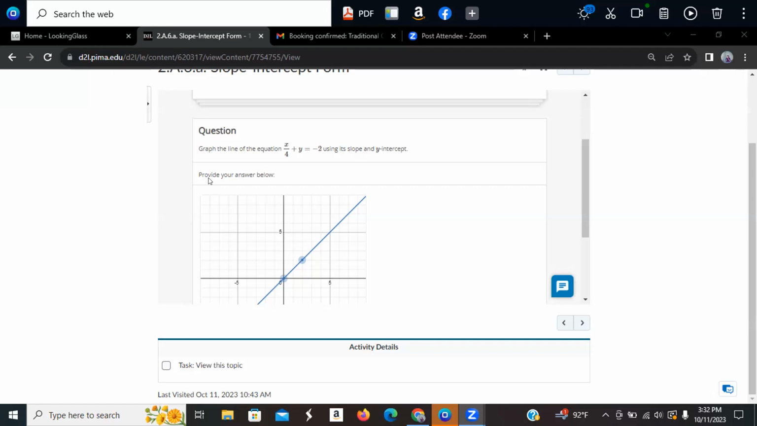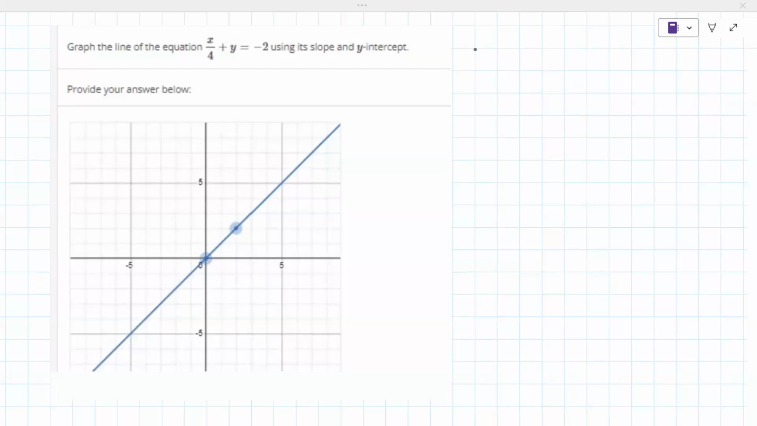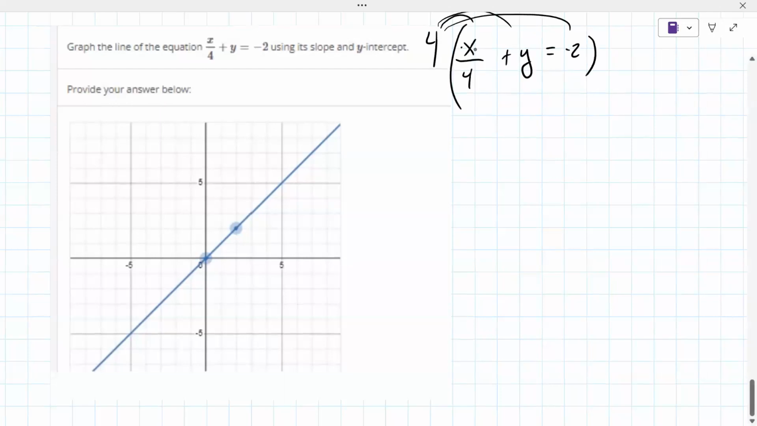But let me share my screen. We might as well do one more here together. So one of the things is whenever you see a fraction, you just get rid of it. You just multiply everything by 4. So it's 4x over 4 plus 4y and -8. And if you're not sure why it's a 4 in front of the y, it's because there's really a 1 there.